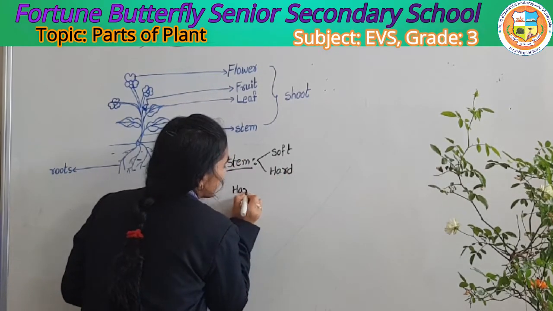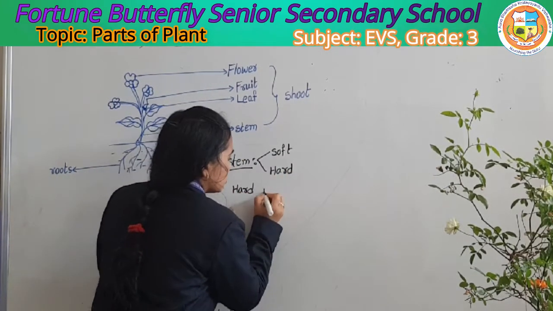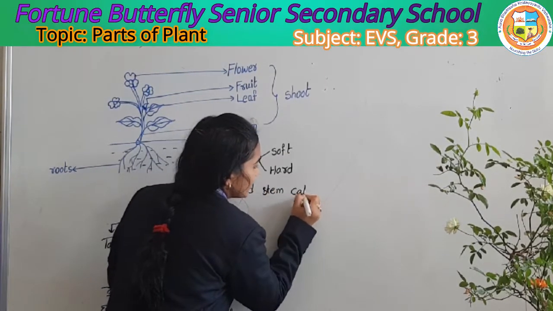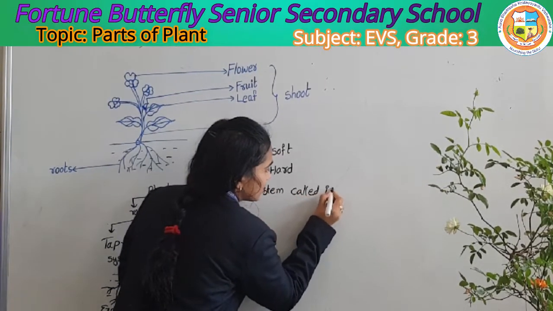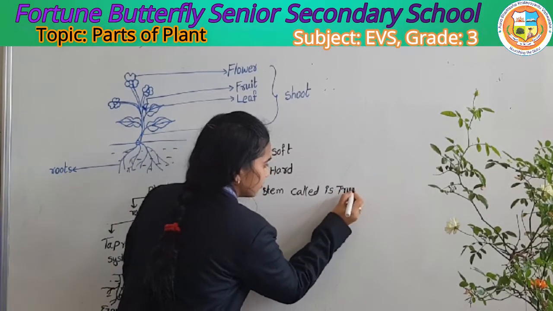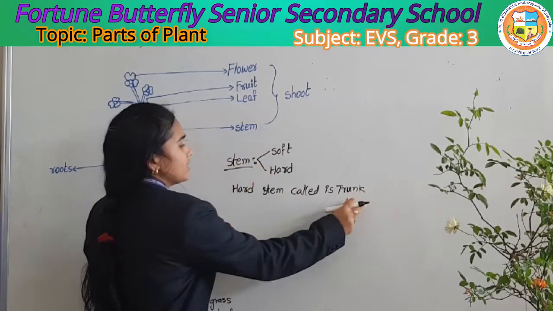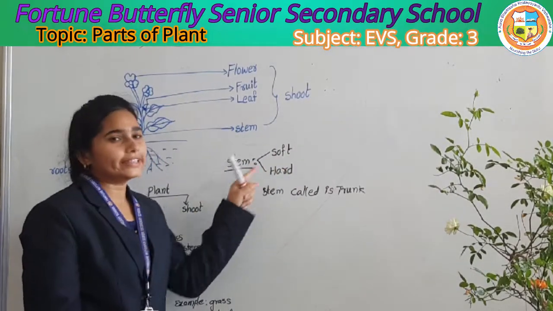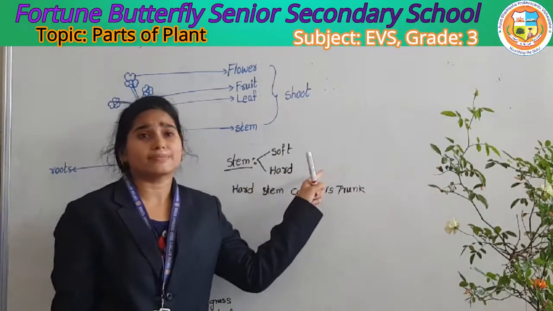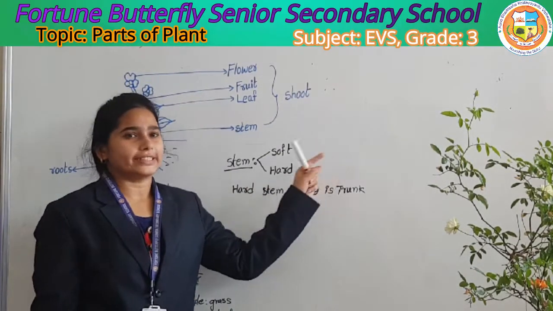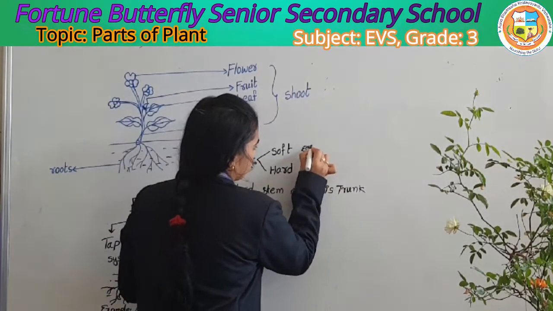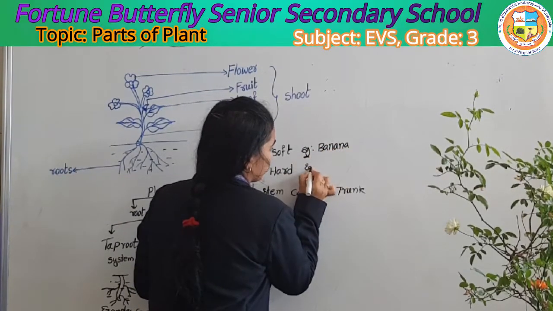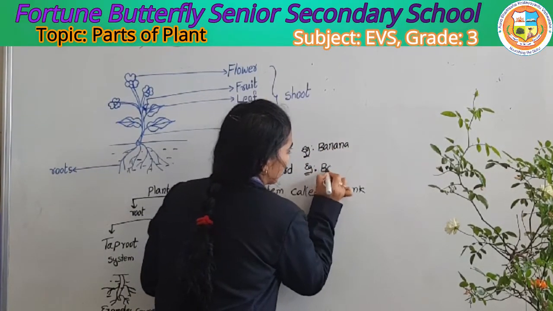Hard stem is called trunk. Soft stem example: banana tree. Hard stem examples: mango tree and banyan tree.